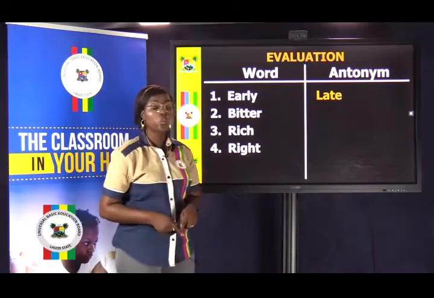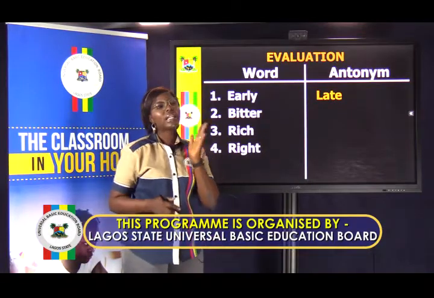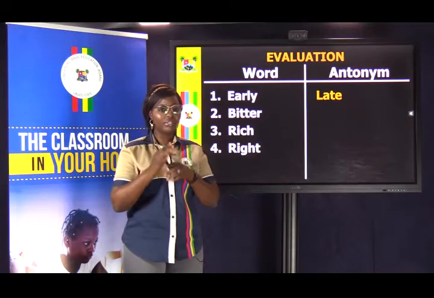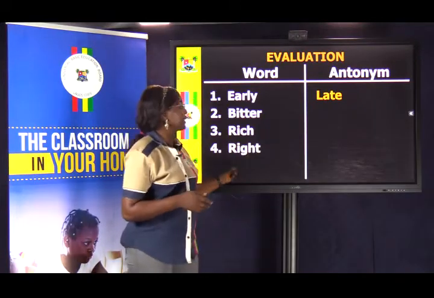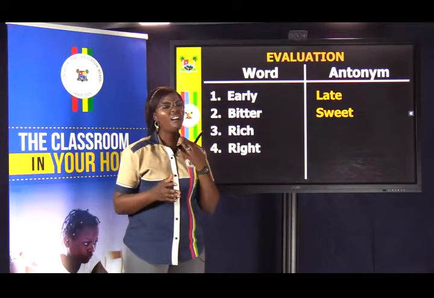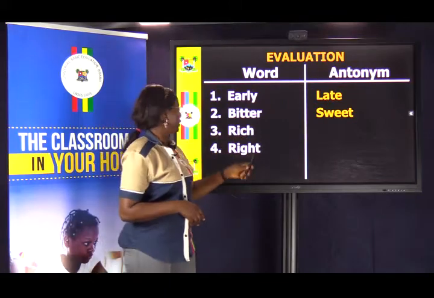Okay, the second word, bitter. That orange is bitter. If it is not bitter, it is what? What is the antonym? To be sweet. What a sweet orange. That orange is bitter. So the antonym of bitter is sweet.